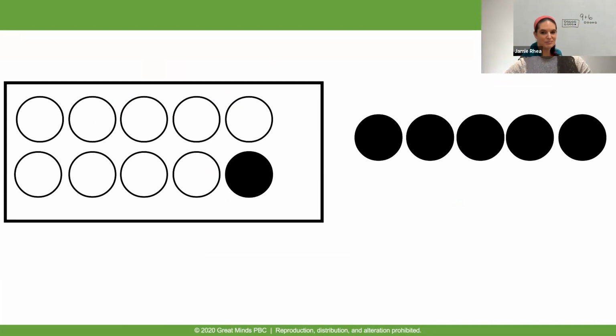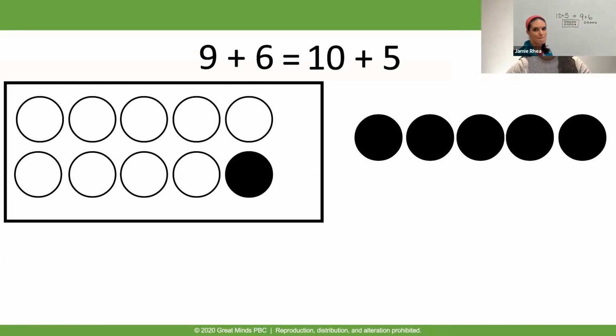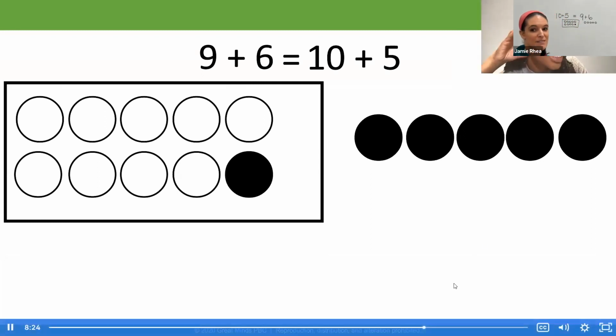Take a moment to look at our new piles. What is our new expression? What is our new one? 10 plus 5. That's right, 10 plus 5. So we have 9 plus 6, which is the same as 10 plus 5. 10 plus 5 equals 15.